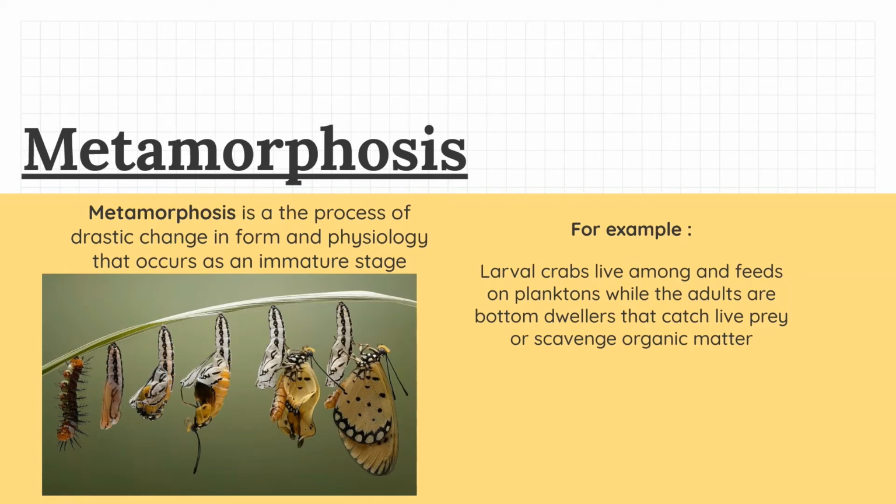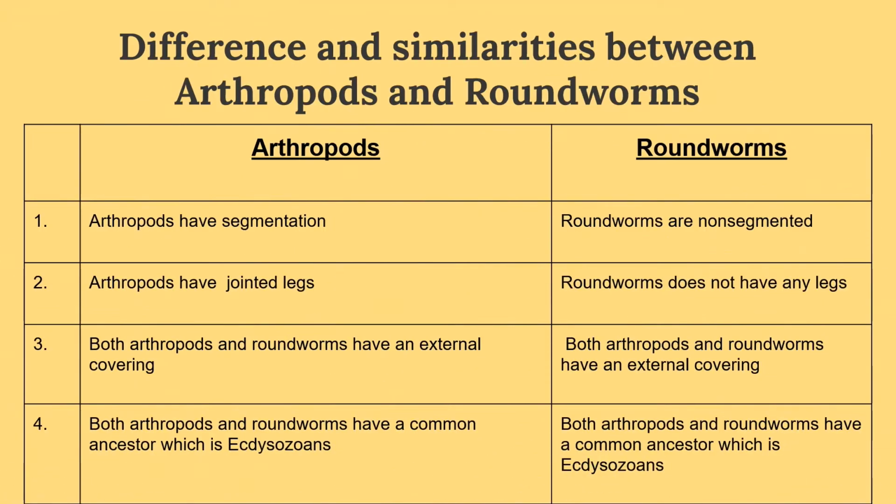What is this for? The result is reduced competition for resources, increasing the animal's overall fitness and also increasing its survival rate. So, there are two differences and two similarities between arthropods and roundworms.